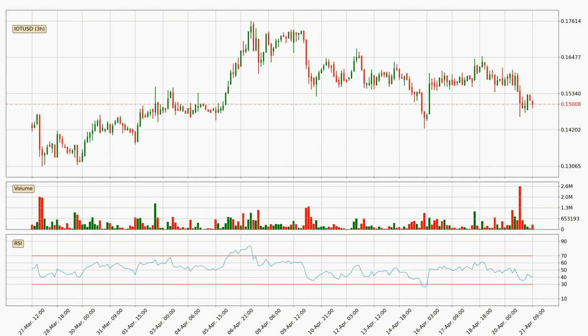Moving to the 3-hourly relative strength index, the current 3-hourly RSI is at 40, so there are currently no signs of the crypto being overbought or oversold.